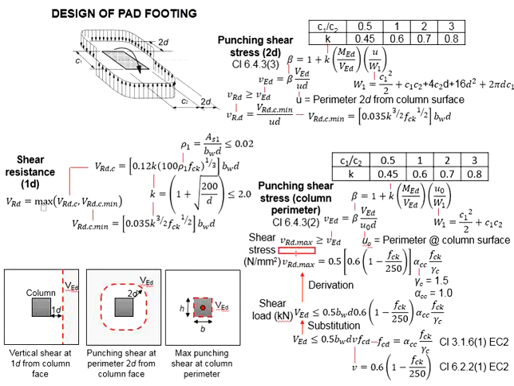This is the formula for the VRd,max. However, you don't see this formula in Eurocode. This is a derived formula from Eurocode, where the derivation process is demonstrated here. For simplicity, we just use this formula.